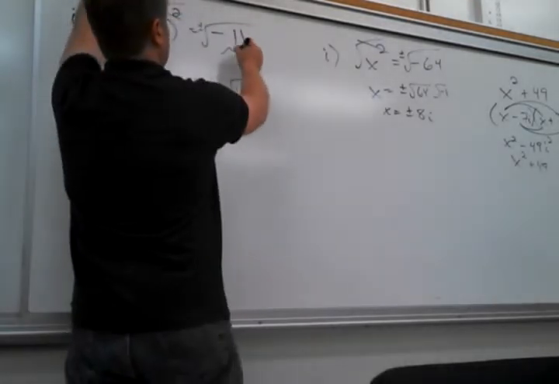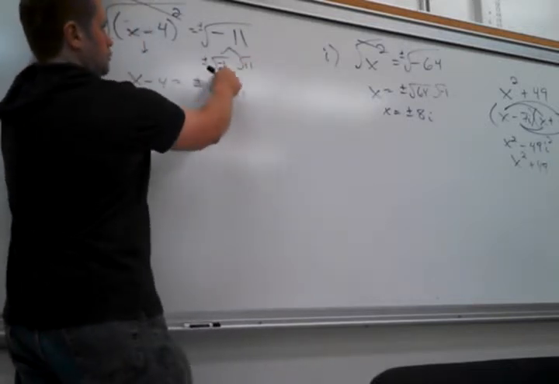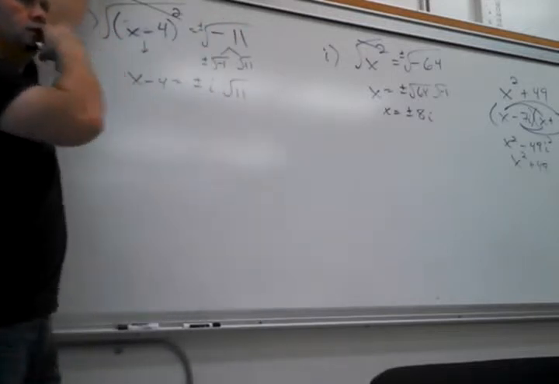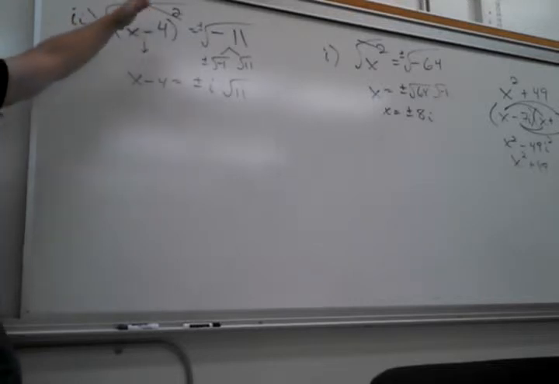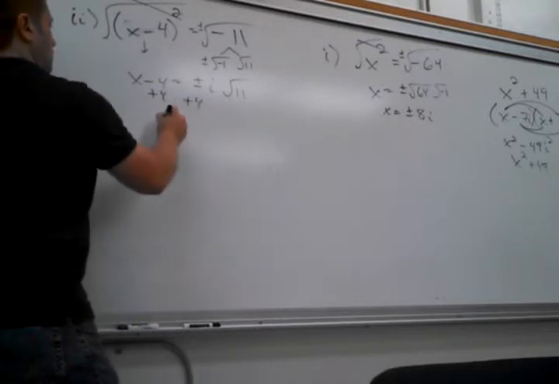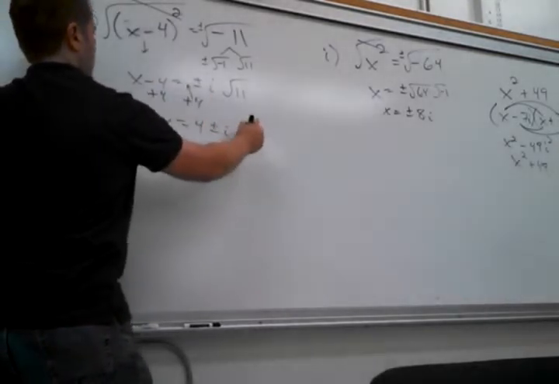Exactly. If I break this up into the square root of -1 times the square root of 11, the square root of -1 is i, and the square root of 11 is, I don't know, square root of 11. So, how do you solve for x? I'm not done here yet, right? Add 4. Yeah. So x equals 4, give or take i root 11.